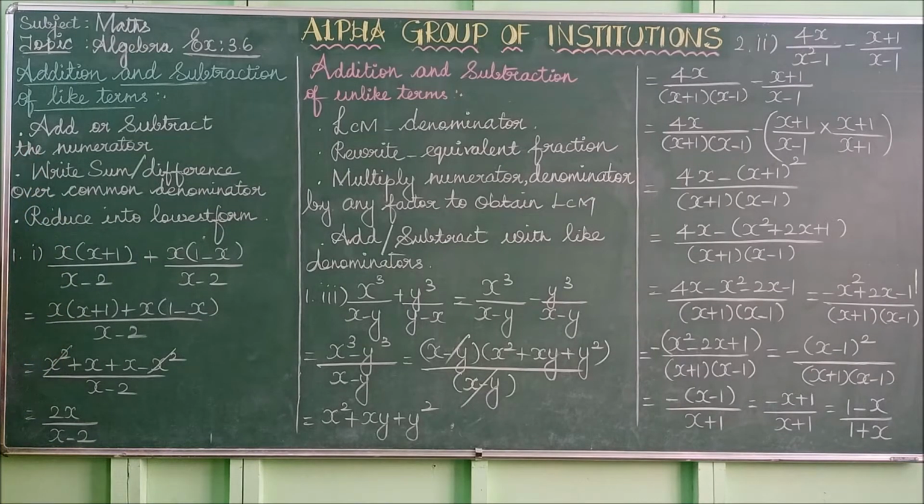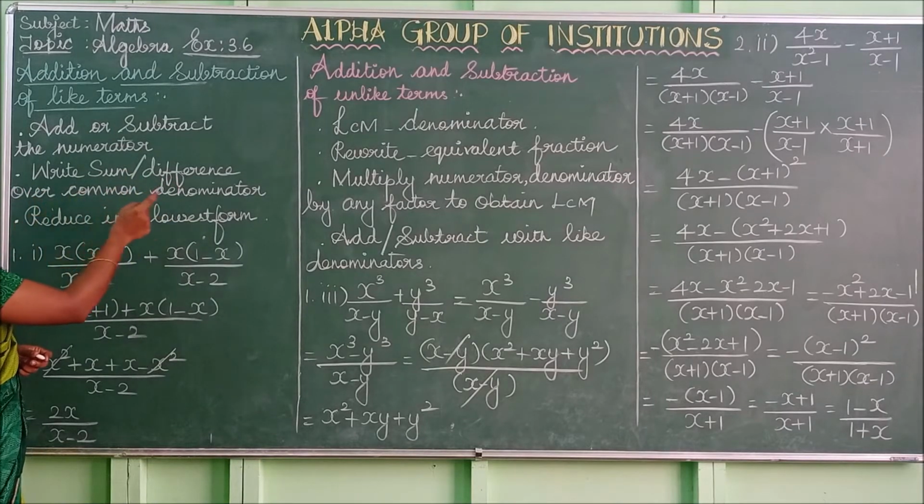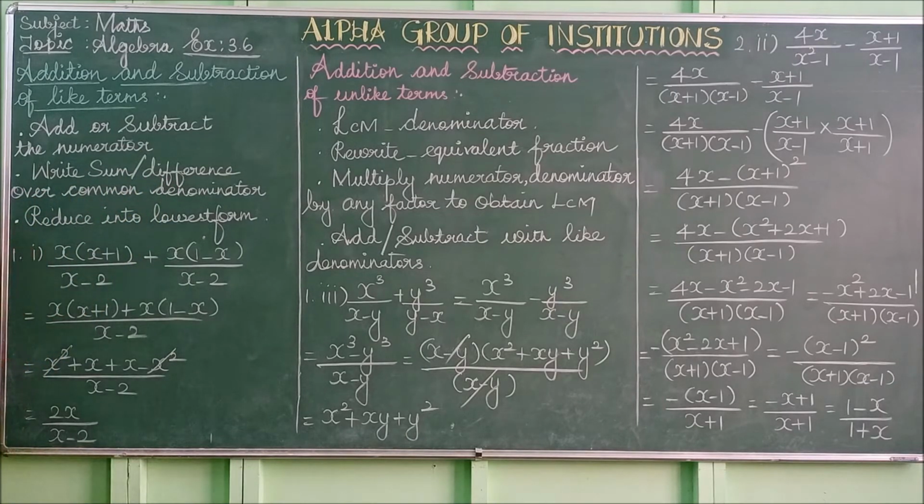Read the steps that you have to follow. Add or subtract the numerators. First you have to check. Like terms means the denominator will be the same. So if it is addition, you have to add the values of the numerators. If it is subtraction, you have to subtract the numerator values. The second step is to write the sum or difference over the common denominator. You already have a common denominator, so in this step you add or subtract the values above. Then reduce it into the lowest form.